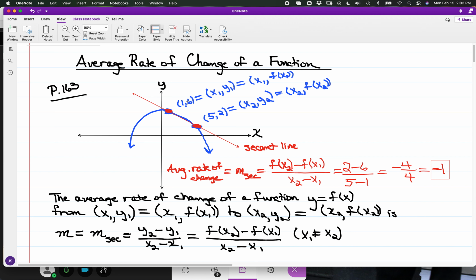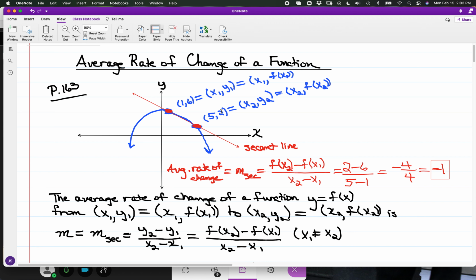So the average rate of change of the graph I have in blue, going from (1, 6) to (5, 2), is the slope of this particular secant line. Filling in, f of x2 minus f of x1 is spelled out as 2 minus 6, and x2 minus x1 is 5 minus 1. So the vertical change is negative 4 units and the horizontal change is 4 units. The ratio is negative 4 over 4, which is equal to negative 1.